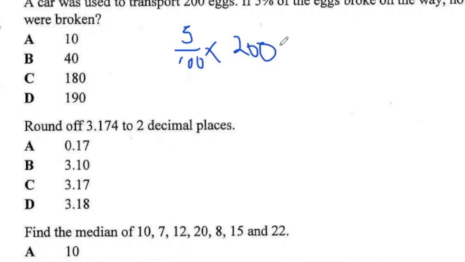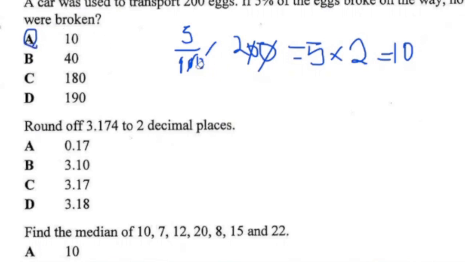Okay, so there are 200 eggs. What we do here is we just cancel these zeros, and we cancel these zeros. Then we say 1 into 5. Let me put the equal sign. 1 into 5, it will give us 5, times 2 times 2, that will give us 10. So the number of eggs that were broken on the way were 10.